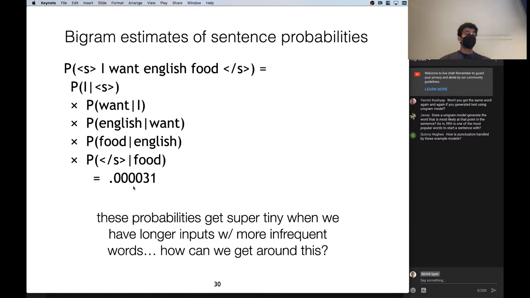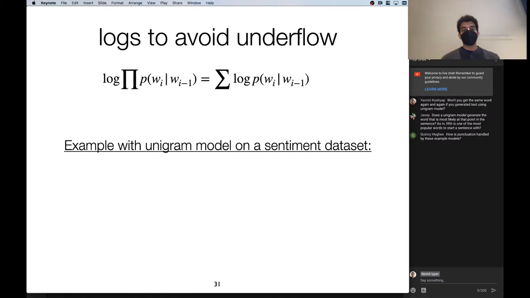So going back to your question, what happens as I have longer and longer sequences? I keep multiplying these probabilities. Some of them are very tiny, right? A lot of them are super small. And so if I have a long document, how am I going to be able to get the probability? Because I will run into all these underflow errors. So just like you said, we will just use logs to avoid this kind of underflow.